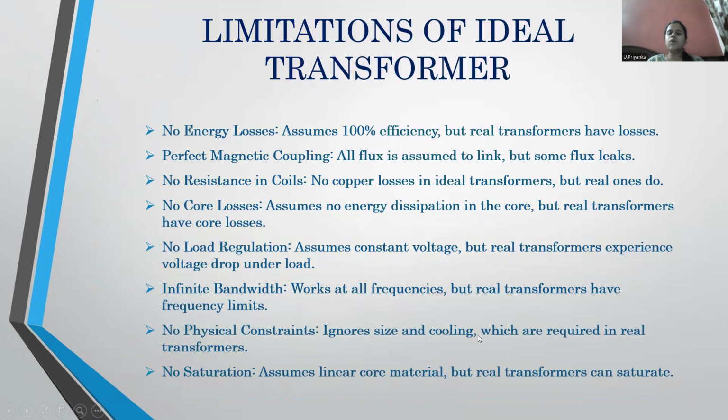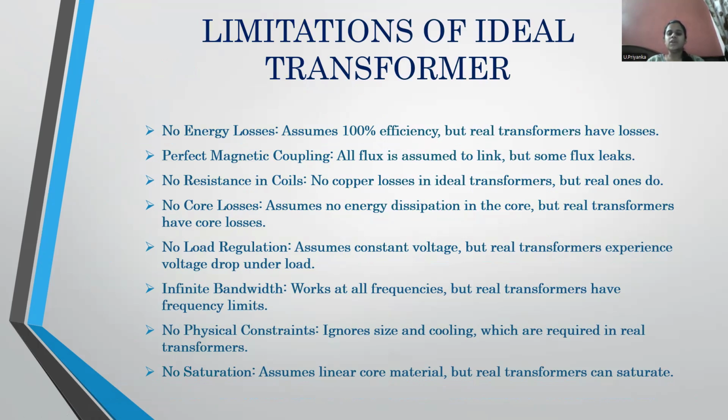Then, what are the limitations of the ideal transformer? First, no energy losses, meaning it assumes 100% efficiency, but a real transformer has losses. Perfect magnetic coupling: all flux is assumed to link, but in reality some flux leaks. No resistance in the coil: no copper losses in an ideal transformer, but real ones have them. No core losses: it assumes no energy dissipation in the core, but real transformers have core losses.